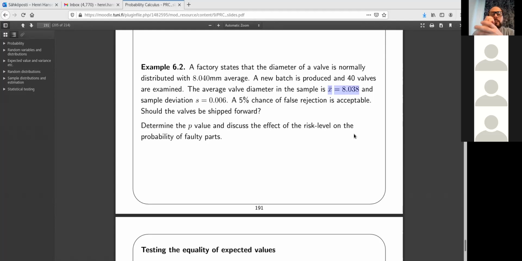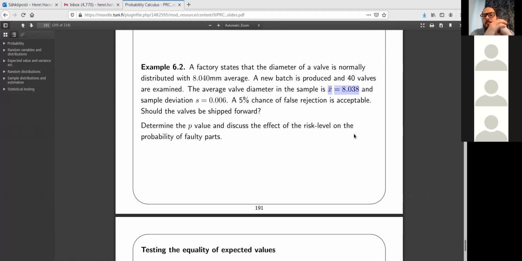So what's the effect of the risk level on the probability of faulty parts? If we increase the risk level here, the 5%, if we increase the 5% to 10%, then what we're really doing is we're going to be more ready to reject the null hypothesis easily. And in this case, the null hypothesis is that it's still safe. So in fact, increasing the rejection probability will keep us a little bit safer. You see, it depends on what the null hypothesis is, right?